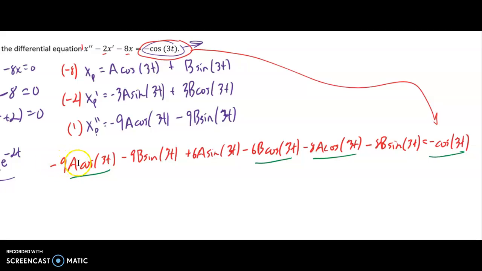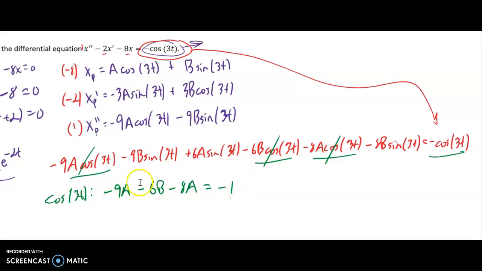I've got minus 9a, so my cosine equation, cosine of 3t, is, all right, so I got minus 9a, that's this one, cross it out, and then minus 6b, it's this one, and then minus 8a, that's this one, is equal to -1.